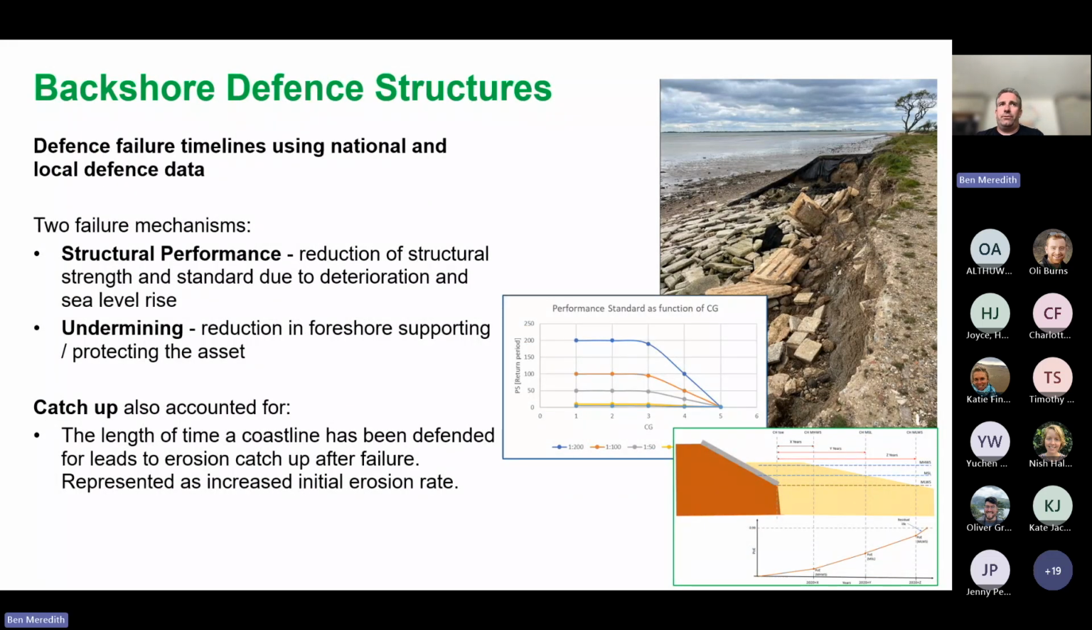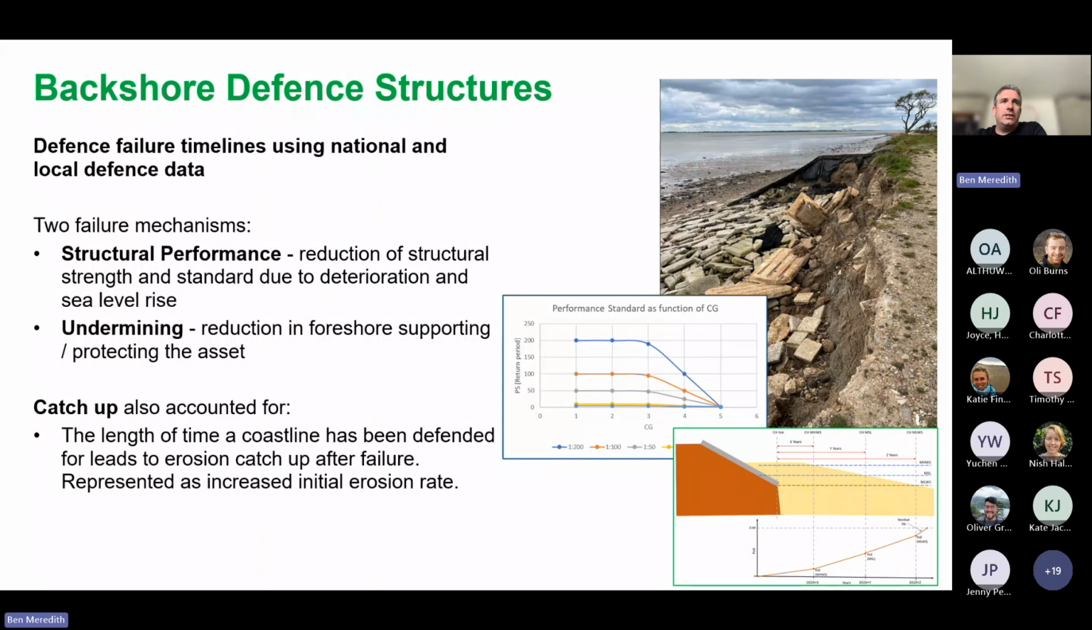So let's move on to how defences come into play with the NCERM product. As the title suggests here, it is only backshore defence structures, such as walls and revetments, that are formally considered in the NCERM calculations. We do not include cross-shore defences such as groins because they do not directly protect the back of the beach features during storms. Not directly, at least anyway.